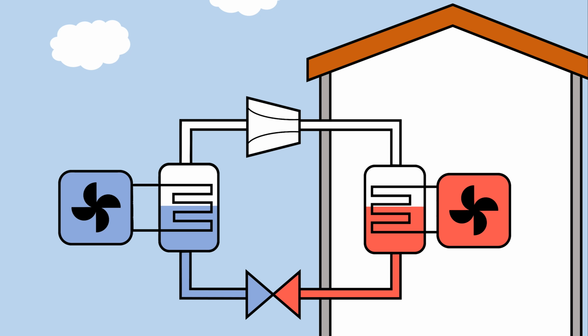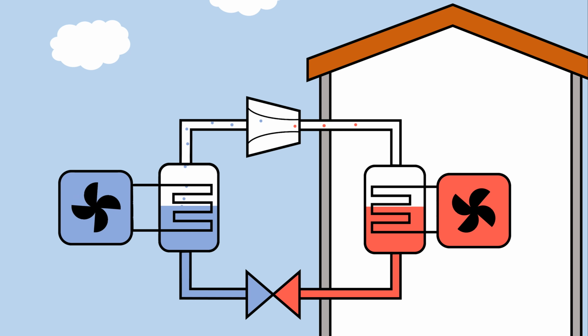Heat pumps are about moving heat from one place to another using a fluid called a refrigerant. The refrigerant has a boiling point that's lower than the outdoor air temperature, so as it passes through the outdoor heat exchanger, it evaporates and takes some of the heat from the air along with it.